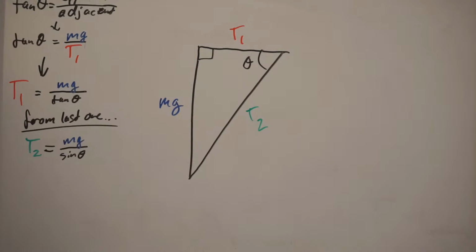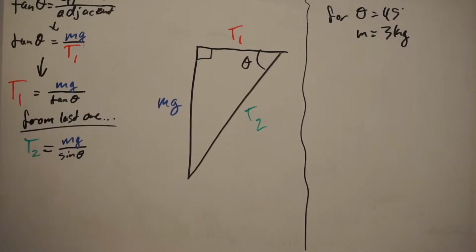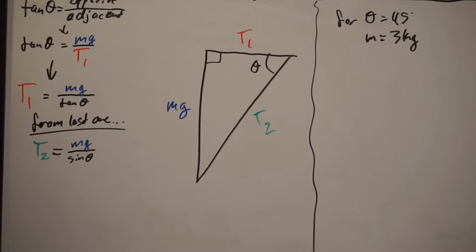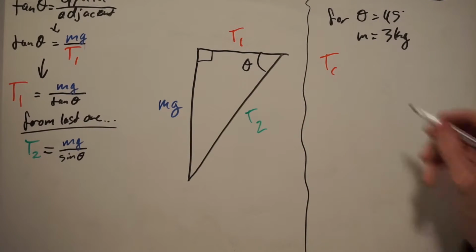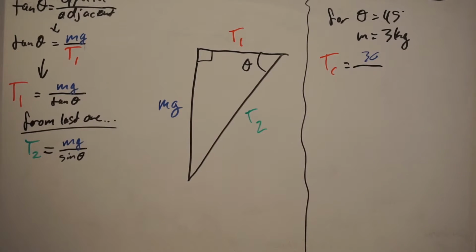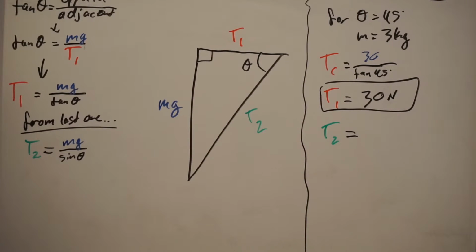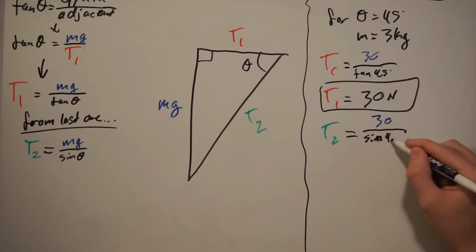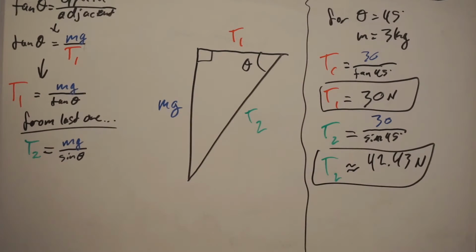So what does this look like with numbers? Let's say our mass is 3 kilograms this time, and our angle is 45 degrees. T1 equals mg over tangent of 45. Tangent of 45 is 1, so T1 is a 30 newton tension. T2 equals 30 over sine of 45, and when you simplify that, T2 is about 42.43 newtons. This system is also a little special, but I'm going to get to that later.